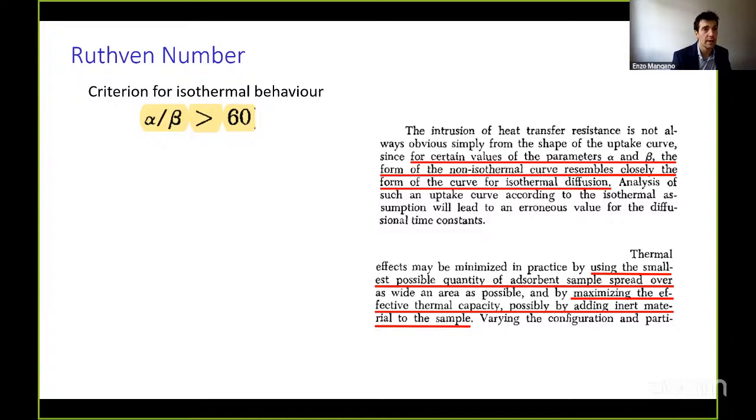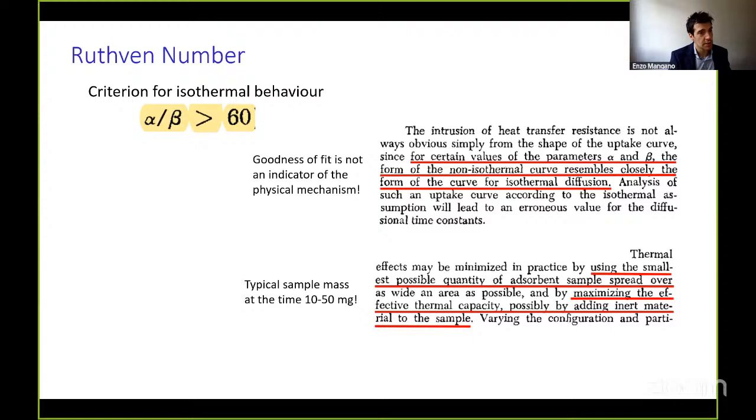First one is that very often the non-isothermal response cannot be distinguished from the isothermal one. So the two responses often look very similar in shape. Hence, the goodness of fit is not always a good indicator of the physical mechanism of what is happening inside your system.